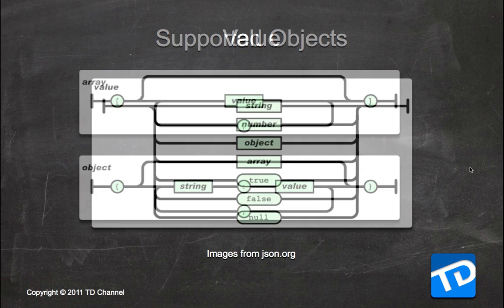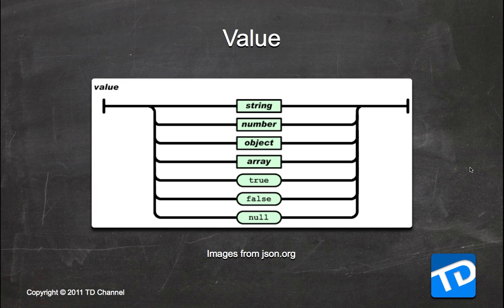Now, what can value be? And this is where things get interesting. A value can be a string, a number, another object, another array. The value can also be true, false, or a null value. So by just looking at this little diagram, you can tell that you can have an object that contains an array, and that array can contain objects, and that object can contain arrays and strings. I mean, you can build this structure that can hold so much data in a very fast and compact way.